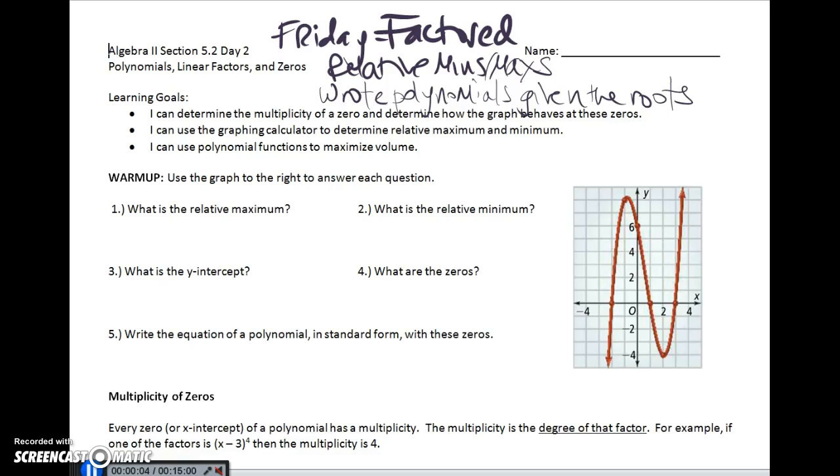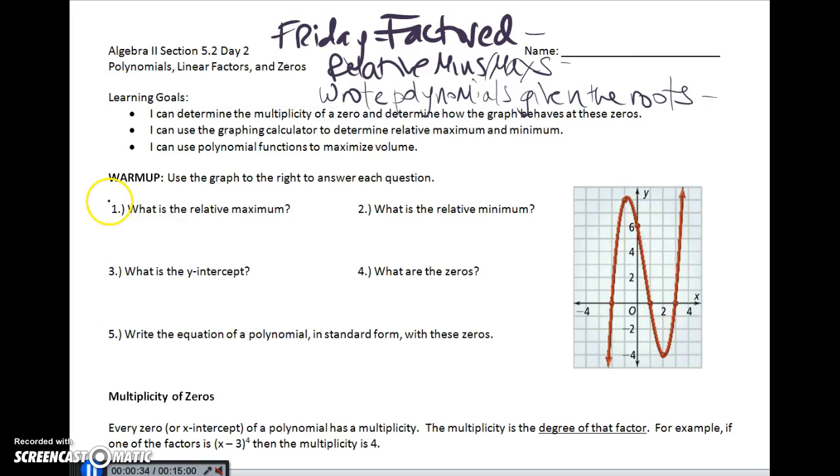Today we're going to do section 5.2, and it's the second day of it because on Friday we factored. We talked about relative mins and maxes, and we also wrote polynomials in both factored form and standard form given the roots. So today we're going to look at multiplicity and decide what that means. Once again, I'm going to have you guys pause multiple times throughout this and try things out. Make sure you plug things into the calculator so that what you're getting in your calculator matches up with what we're doing in the notes.